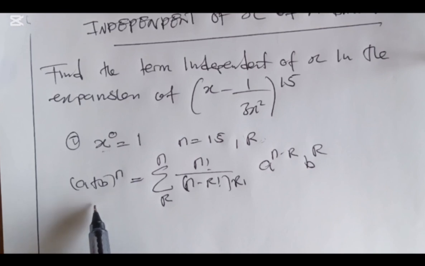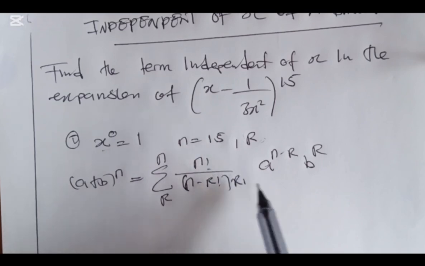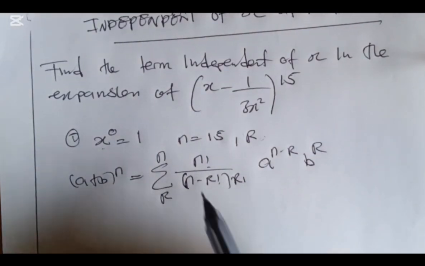So this is what we call the binomial theorem, which we can use to expand a binomial with two terms. So now how can we use this to find the independent term of x? We need to find the value of r for us to work that out. So now we need to apply the formula.